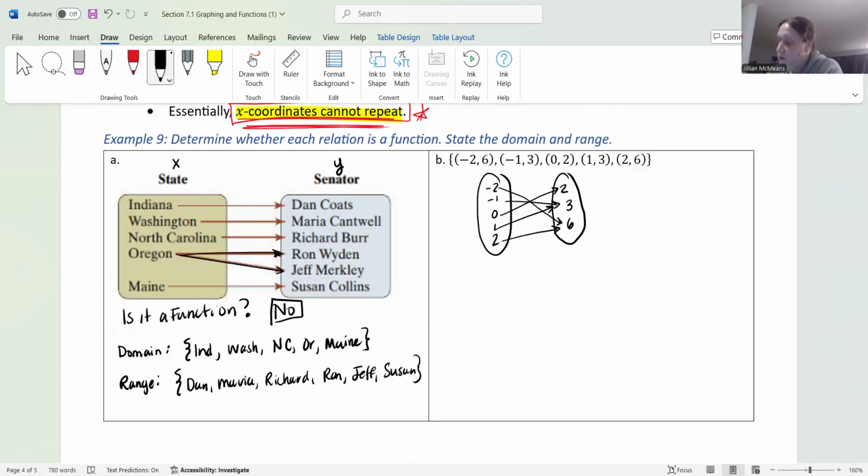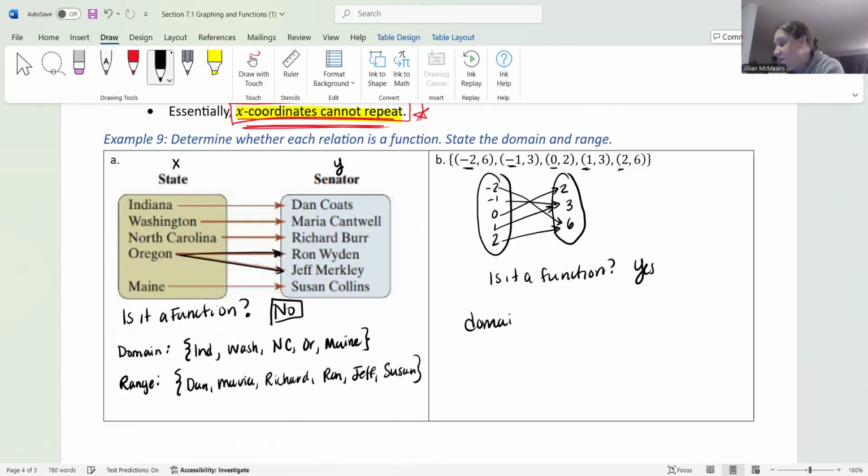So is it a function? Well, yeah, it is. There's no single x value that has more than one arrow coming out of it. So as long as each x only has one arrow coming out of it, you meet the criteria for it to be a function. Notice our x's were -2, -1, 0, 1, and 2. There's no repetition, so this is definitely a function.